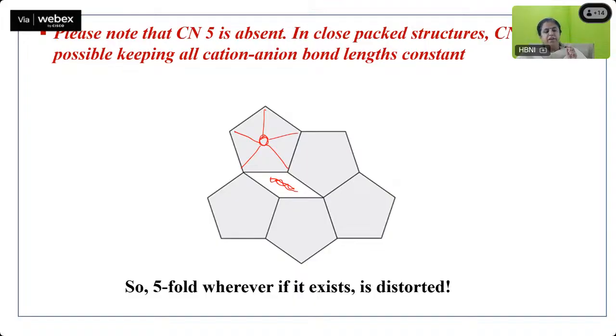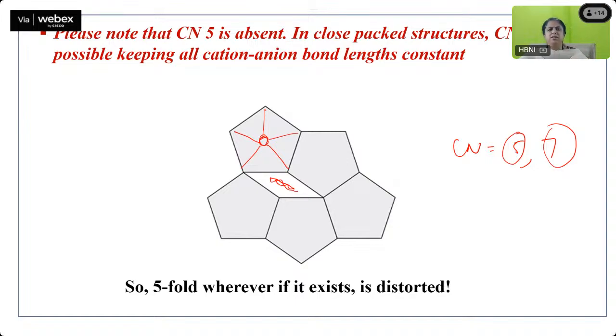But where all the cation and anion bond lengths are constant and the pentagons are regular, it is not possible to fill the entire space with coordination number 5 and 7. So in 2D, you can have 5-fold and 7-fold symmetry as point symmetry, but they will never be the space symmetry of the system.